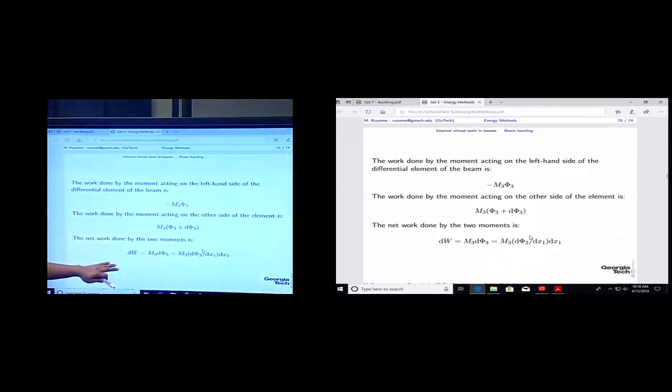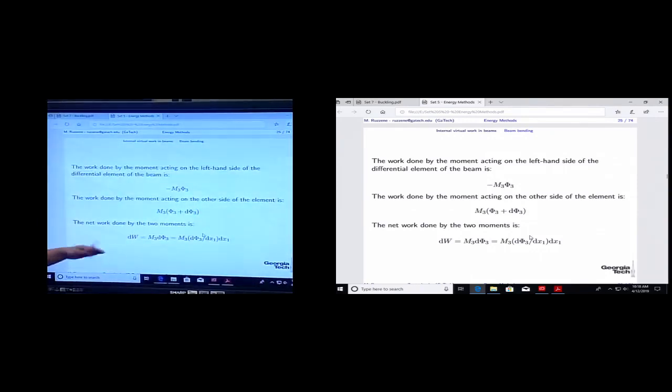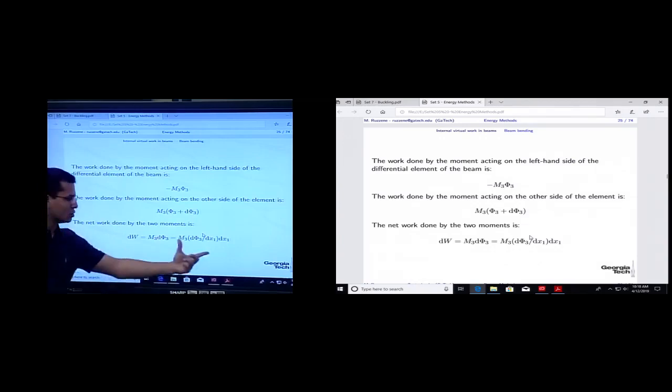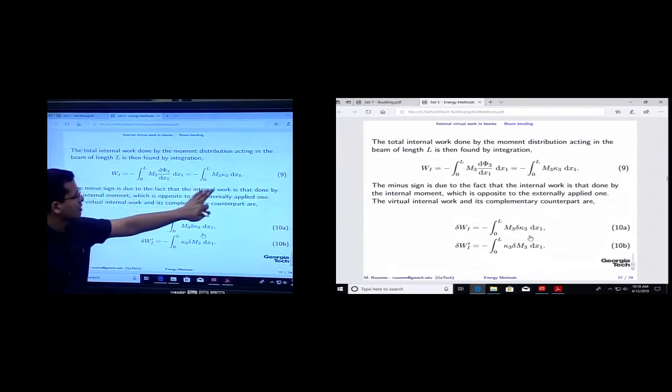that over the element, because that's the work done. Moment times the displacement is the work done. So moment times the work done on the left face, on the right face, summed up for the total element. When you do that, you will get this expression, and this is integrated for the entire beam's length, because this is for the infinitesimal element. So when you integrate it for the entire beam element, you get the internal work done is equal to integration of dW, which was for the small element, and then you get this expression.